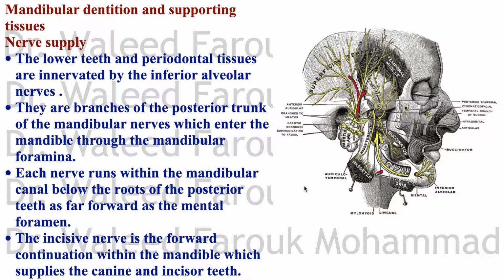Each nerve runs within the mandibular canal below the roots of the posterior teeth, as shown here, as far forwards as the mental foramen, and it emerges to supply the skin of the chin and the inferior lip. The incisive nerve is a branch of the inferior alveolar nerve within the mandible, which supplies the canine and incisor teeth.